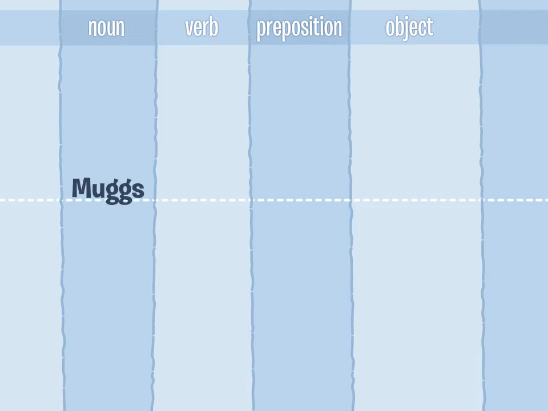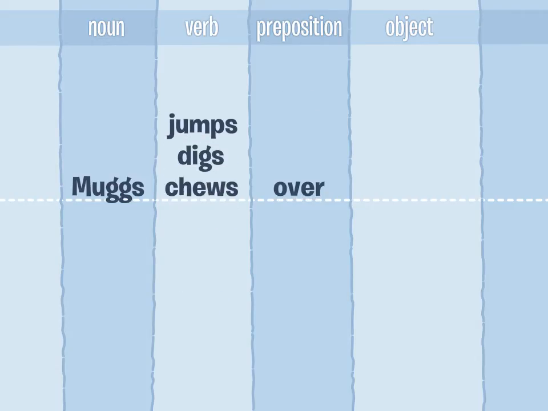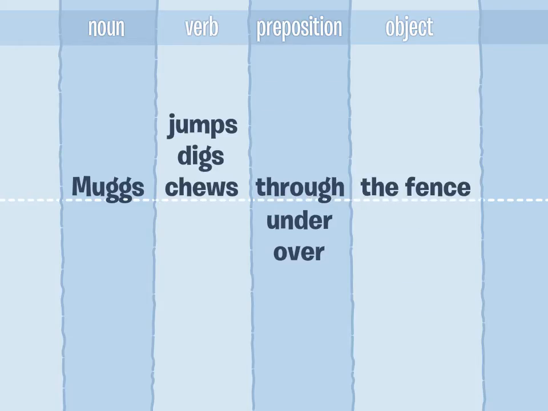In each sentence, a noun, Muggs, and a verb, jump, dig, chew, are followed by a preposition, over, under, through, and its object, the fence. The preposition and its object form a prepositional phrase. To discover more prepositions, change the verb and complete the sentence.